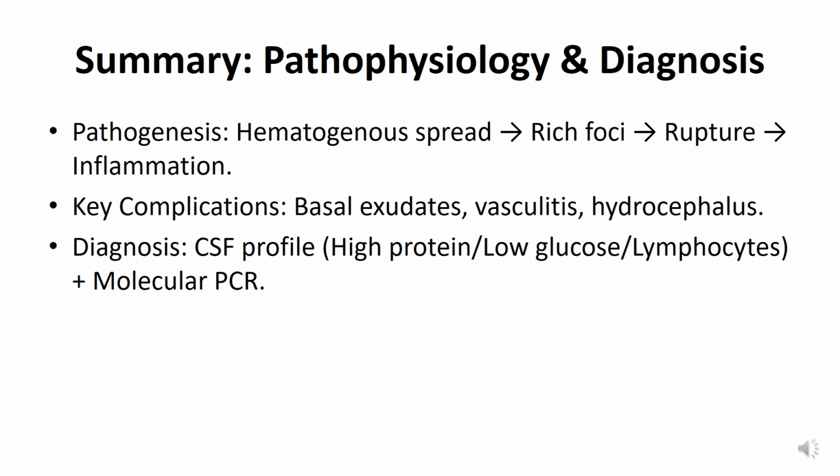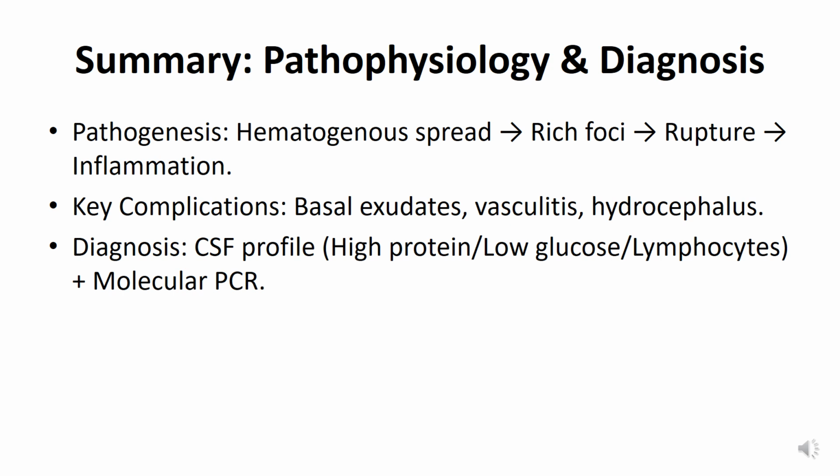Diagnosing tuberculous meningitis requires a combination of clinical suspicion and laboratory evidence. Cerebrospinal fluid analysis provides some of the most important diagnostic clues. The classic CSF profile includes a high protein concentration, reflecting inflammation and disruption of normal barriers within the brain. Glucose levels are typically low because both immune cells and tuberculosis bacteria consume glucose within the central nervous system.